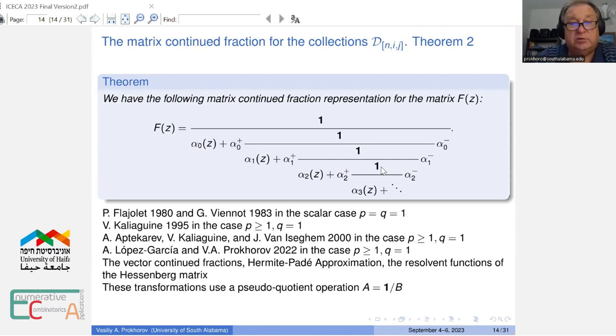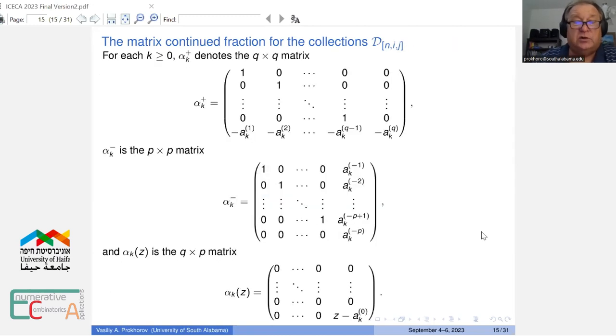And these formulas we use in the pseudo quotient operation: matrix A equals 1 over matrix B. We'll talk about this in the next two slides. Now let's explain these matrices that we can see in the formulas. The first row of the matrices has lower index 0, and the next row is the matrix with lower index 1 and then 2. And on the next page, you can see formulas for these matrices.